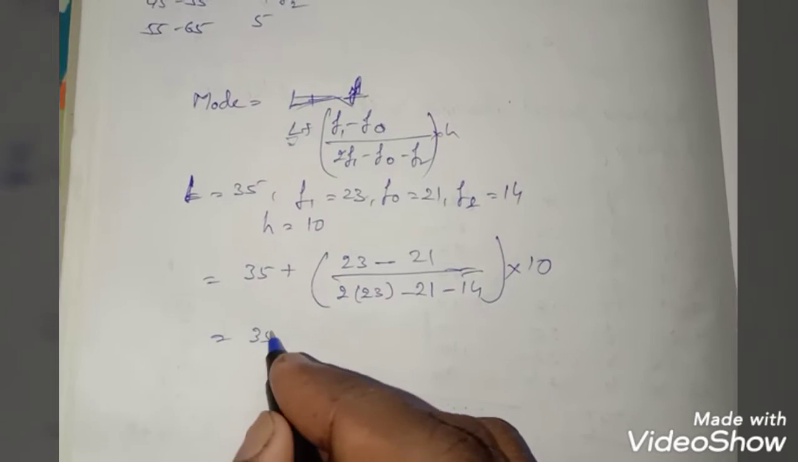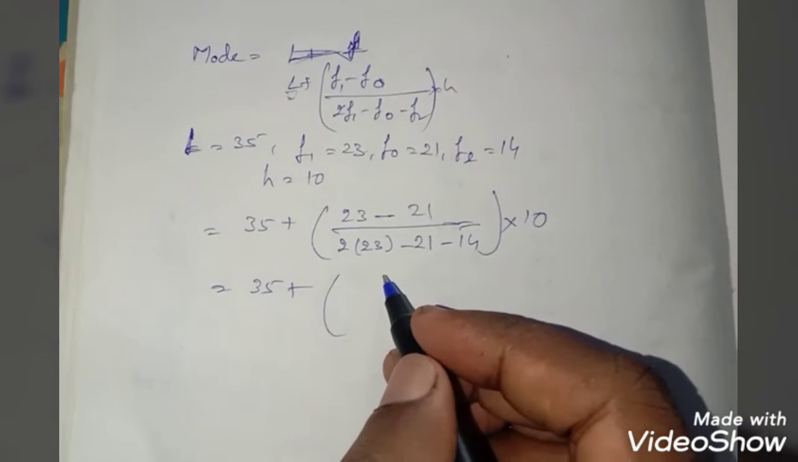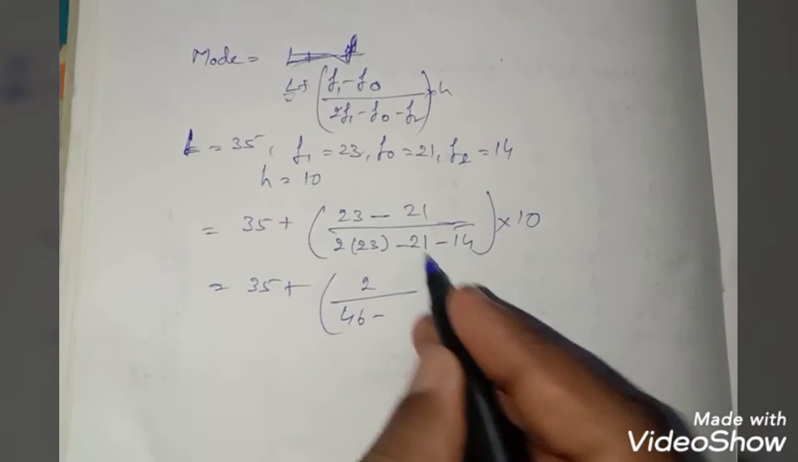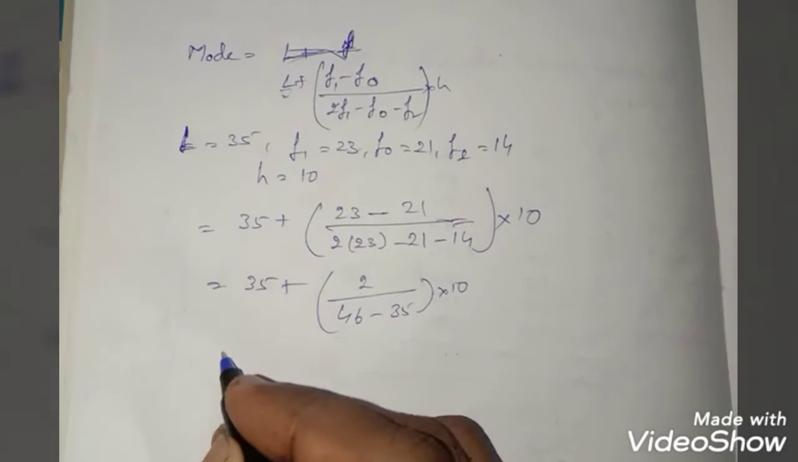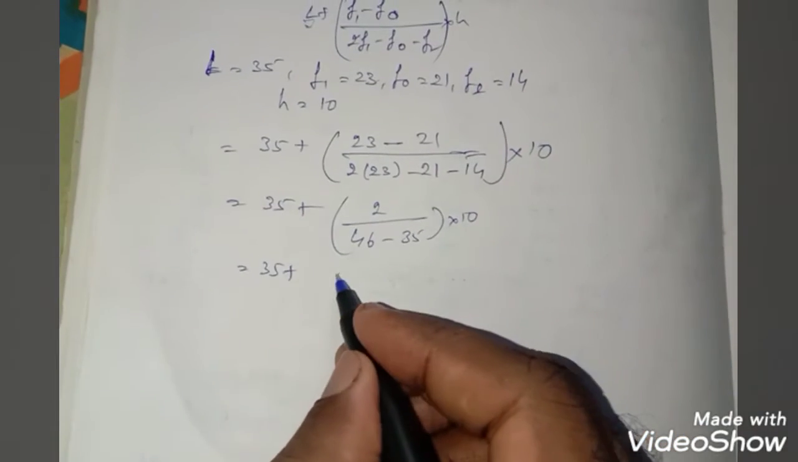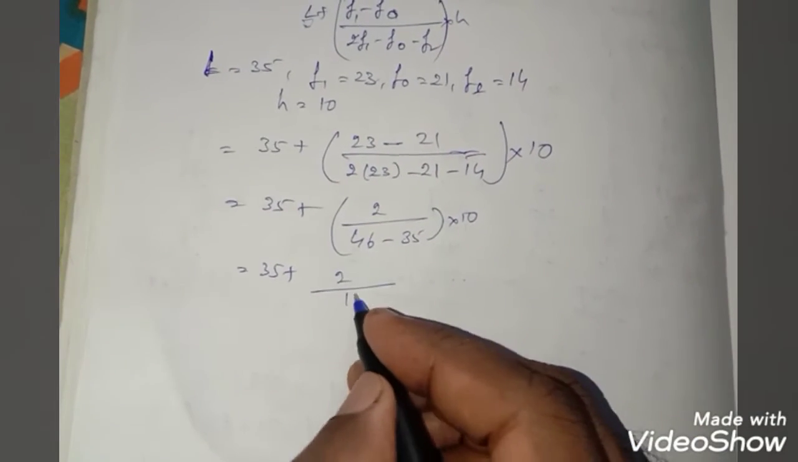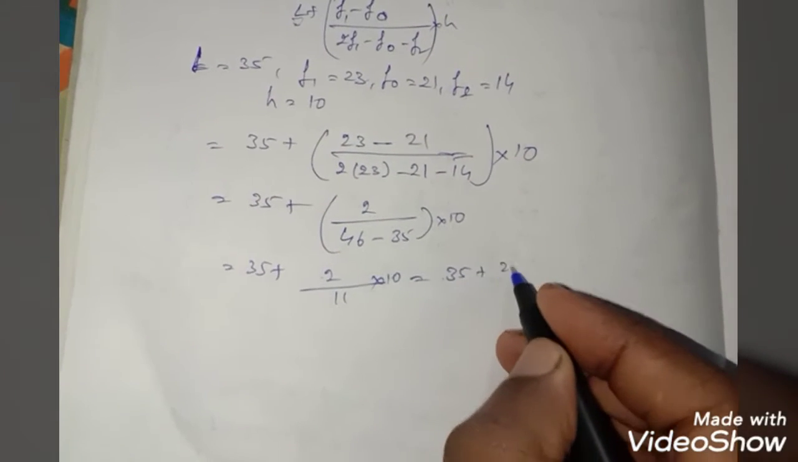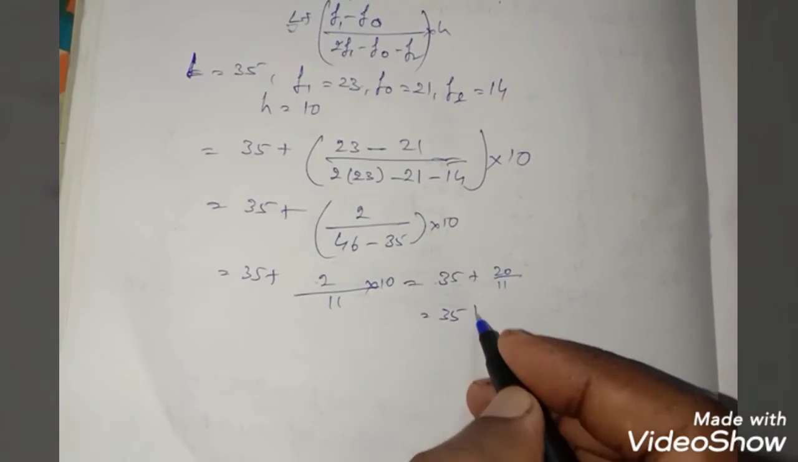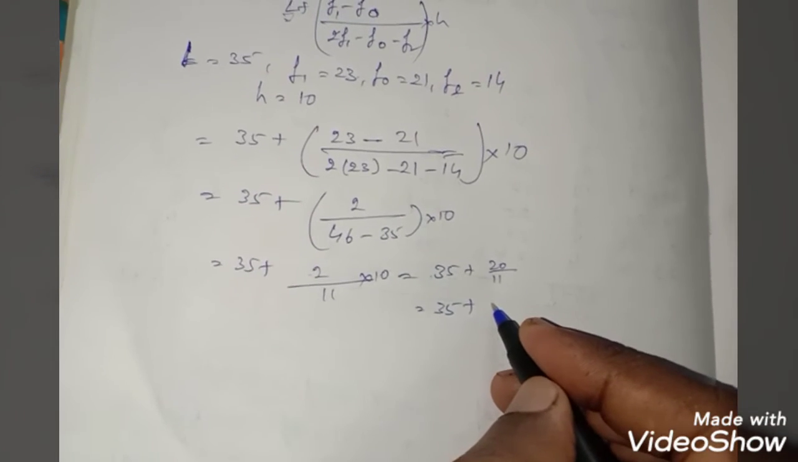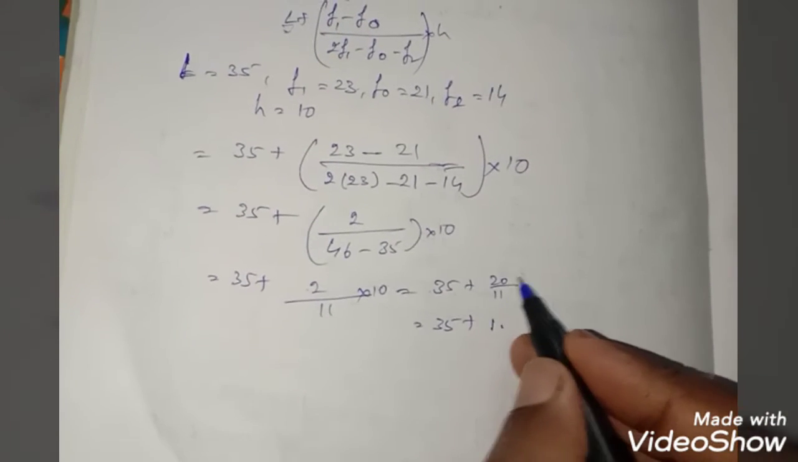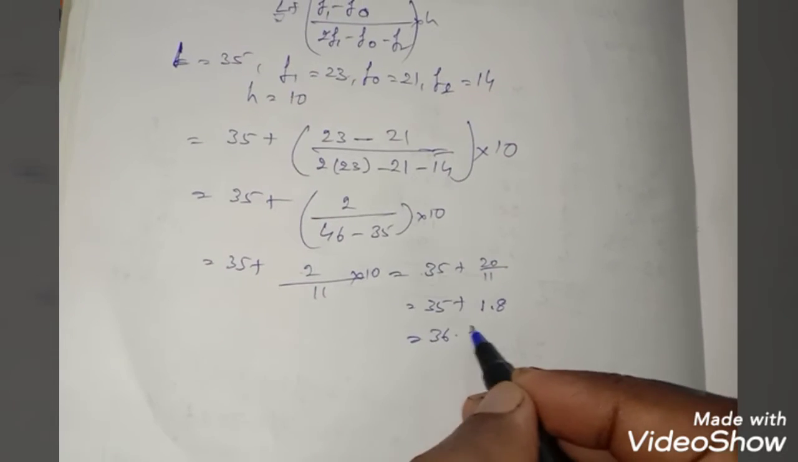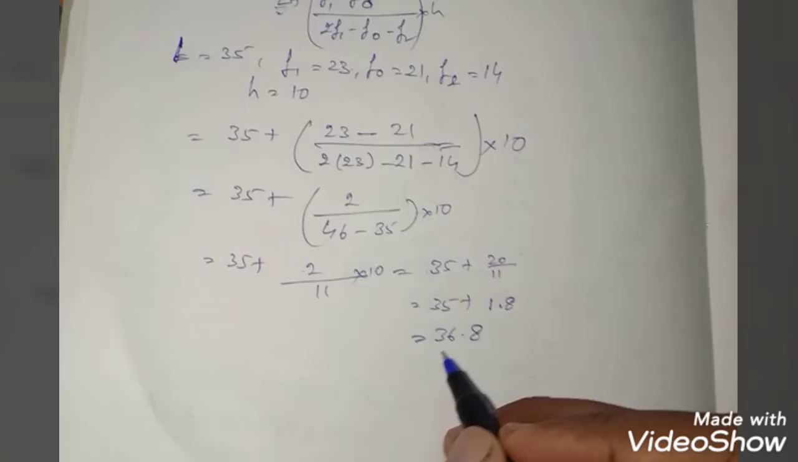Now if I simplify, you will get 35 plus 23 minus 21, which is 2, divided by 46 minus 35, into 10. So you will get 35 plus 2 divided by 46 minus 35 is 11, into 10. Now multiply 10 with 2, you will get 35 plus 20 by 11. Now if I divide 20 by 11, 11 ones are 11, the balance is 9, you will get 8. So I can stop here. The answer is 36.8. So like this we are finding the mode.